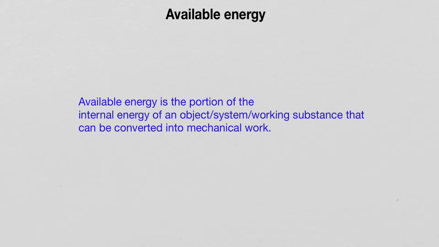Now, if the experiment were set up to start with hot water and the mass at ground level, we would never observe that the paddles would begin to rotate and the mass would rise up. The thermal energy stored in the hot water is just not available to use and do work. However, part of the internal energy can be used by implementing proper means to do mechanical work. So, available energy is the portion of the internal energy of an object or a system or a working substance that can be converted into mechanical work.